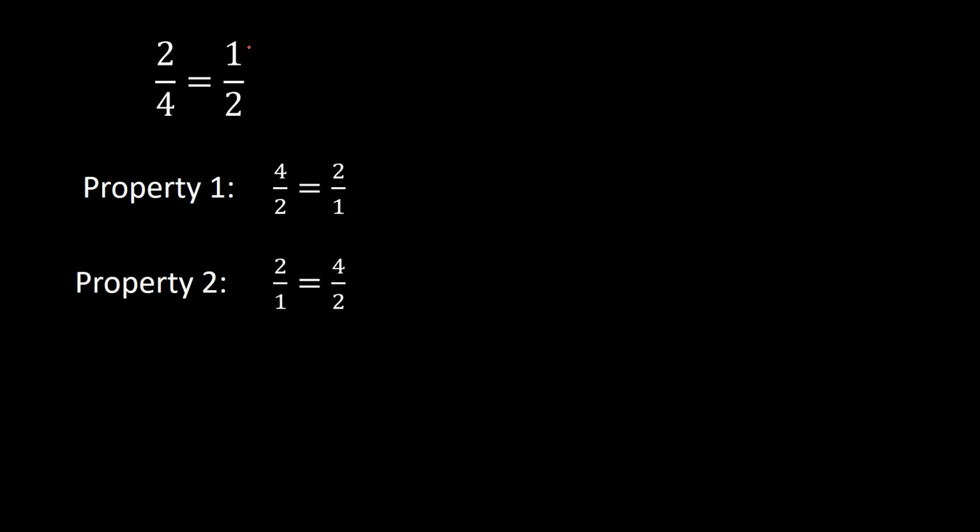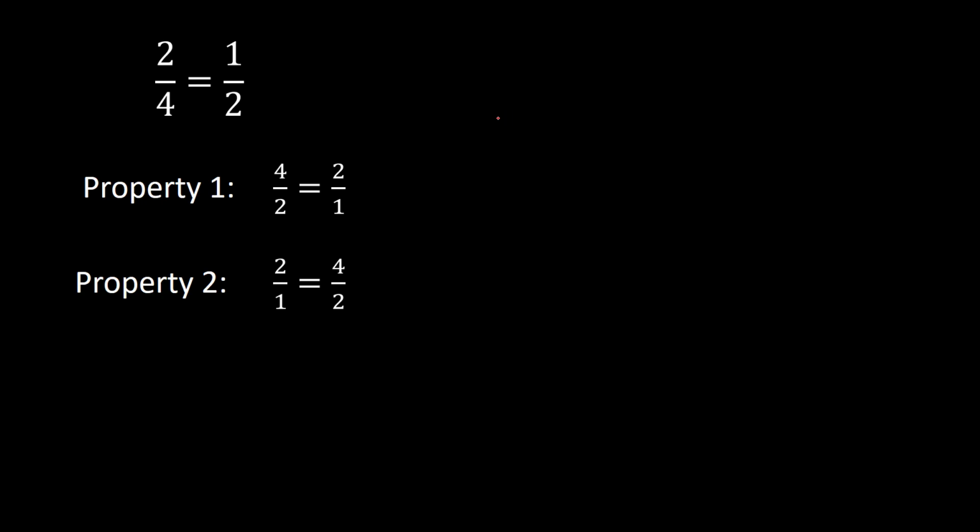Property 2 says that I can take the numerators and make a ratio with the numerators. So the 2 and the 1 make a ratio. So now I have 2/1. And then make a ratio with the denominators. So I have 4/2. So I can say 2/1 equals 4/2. And notice that would be a true statement. 2/1 would be the reduced form of 4/2.